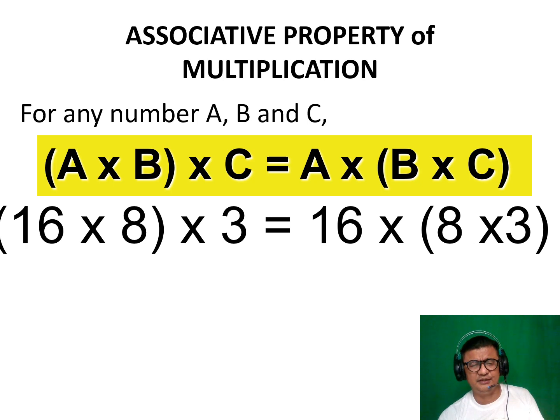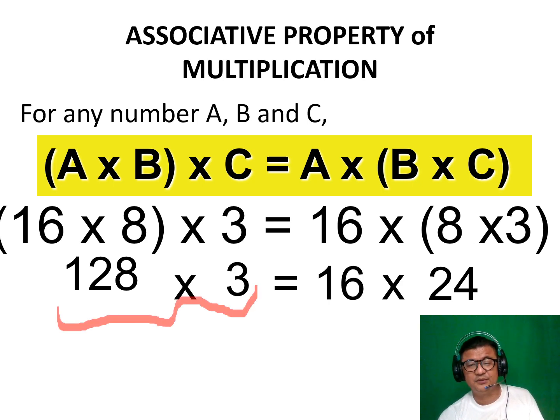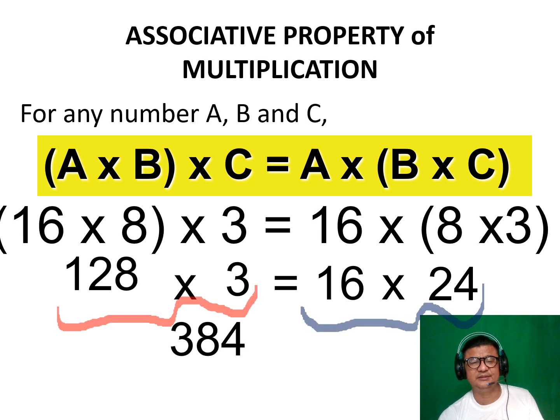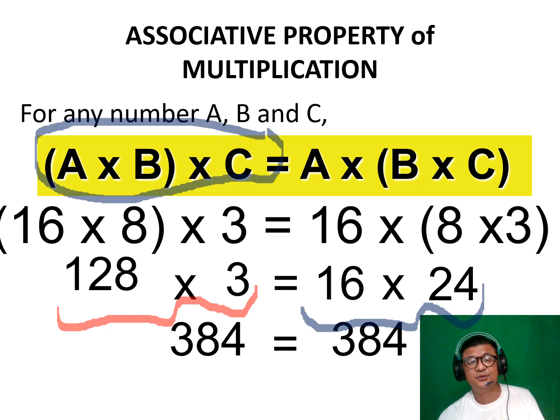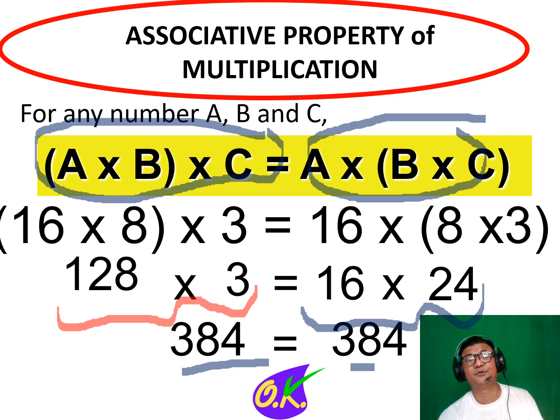Let's do the left side first. The left side will give me 128 times 3. On the right side, do that first, the one with the parenthesis, 24 times 16. So again, we're checking if the left side will be equal to the right side. Okay? So 384. 384 also. All right. So whether you start with AB or you start with BC, it doesn't matter. Your answers are the same. It works for multiplication. A big check for you.